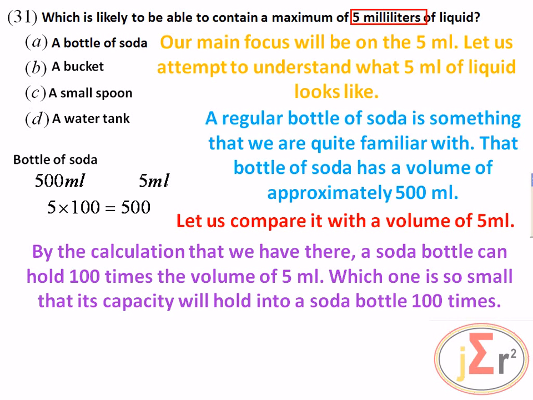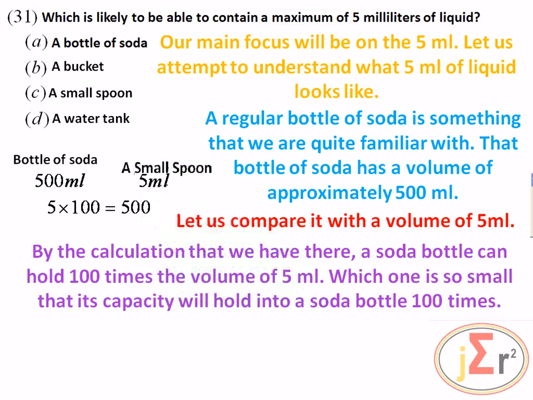Which one is so small that its capacity will hold into a soda bottle 100 times? Which one, Jerry, is so small that it takes 100 of them to bring a soda bottle to its capacity? Which one is so small? It must be the spoon. Only the spoon can be so small that a soda bottle can hold 100 of them.